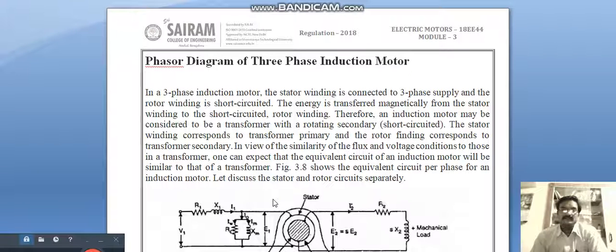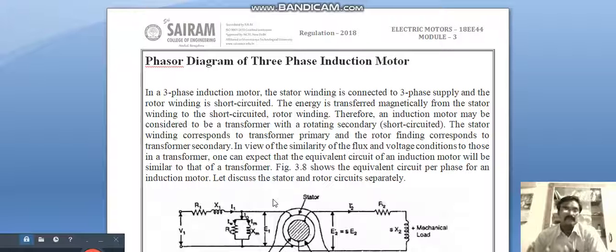In the transformer, we are not giving any supply to the secondary. At the same time, when you come to three-phase induction motors, we are not going to give any supply to the rotor. Here, in the transformer, it's a primary; in a three-phase induction motor, it's a stator. So the stator is just like a primary and the rotor is like a secondary.